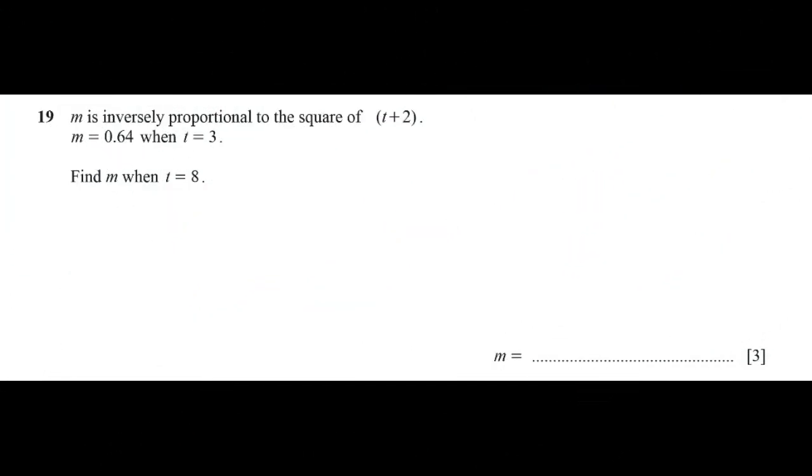Question 19. m is inversely proportional to the square of t plus 2. Inversely proportional means k over the square of t plus 2, that is, t plus 2 to the power of 2. So m equals k over (t plus 2) to the power of 2. We have to find the value of k. To find k, we must have m and t, and they should be given in the problem.